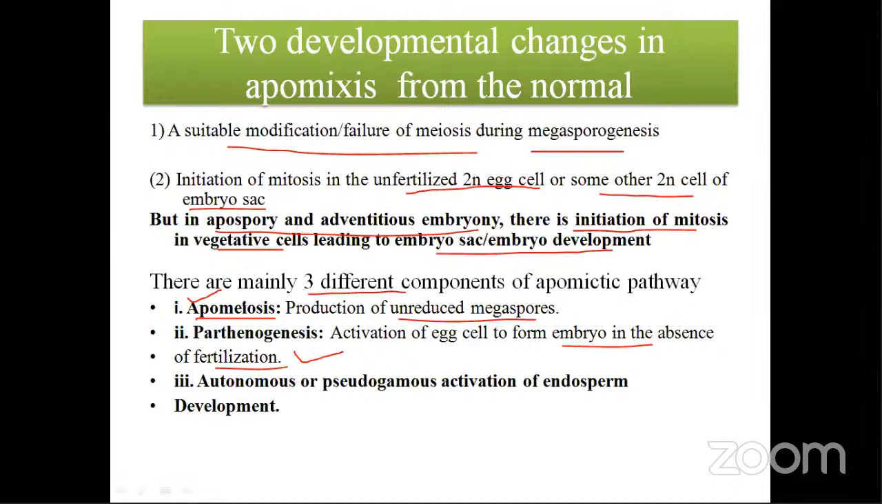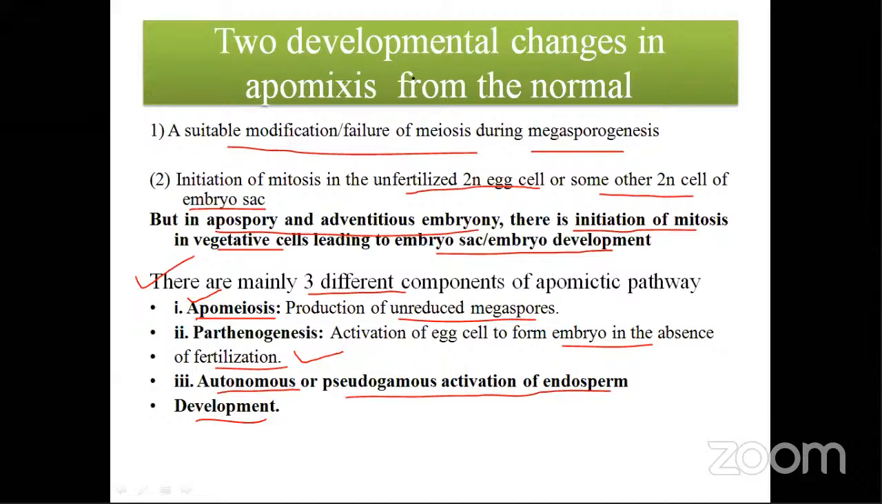And another process is occurring in apomixis. You can see that is autonomous or pseudogamous activation of endosperm development. Autonomous development of endosperm means that without the stimulus of pollination, sometimes endosperm development takes place. That process is called autonomous development of endosperm. Sometimes, only after the stimulus of pollination is given, endosperm development occurs. That process is called pseudogamy. Yes, pseudogamy. So these are the three typical peculiar features which lead to the process of apomixis.